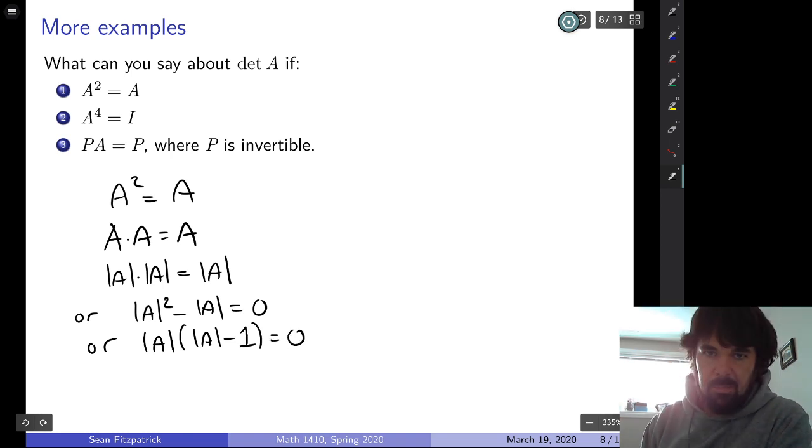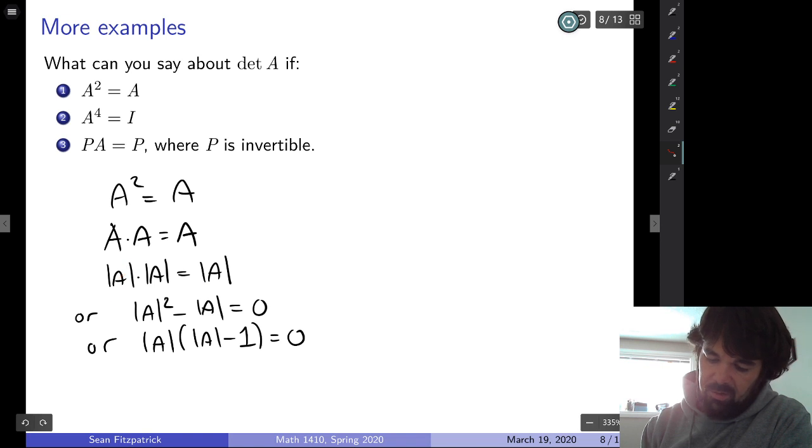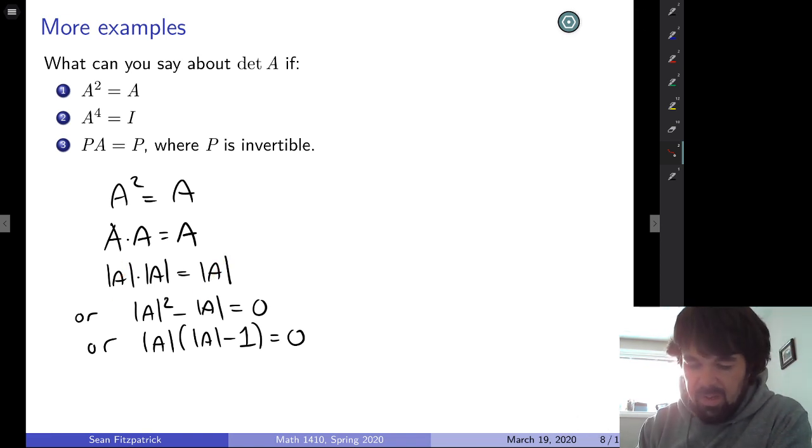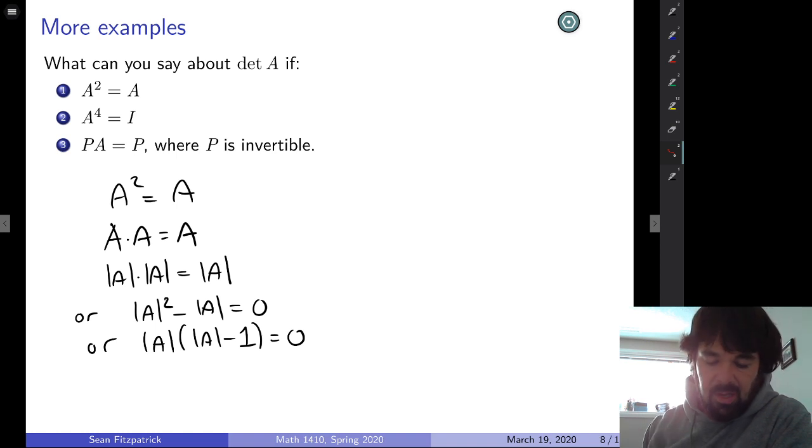If you're wondering why I'm gathering and factoring, it's because a lot of you were probably tempted to do this, right? You're like, hey, look, it's on both sides, let's cancel it. Similarly, up here, you're probably like, oh, A squared is equal to A, so that means A is the identity. No, it doesn't actually have to be the identity. If it's invertible, yes, but maybe A is not invertible. There might be non-invertible matrices that satisfy that equation.